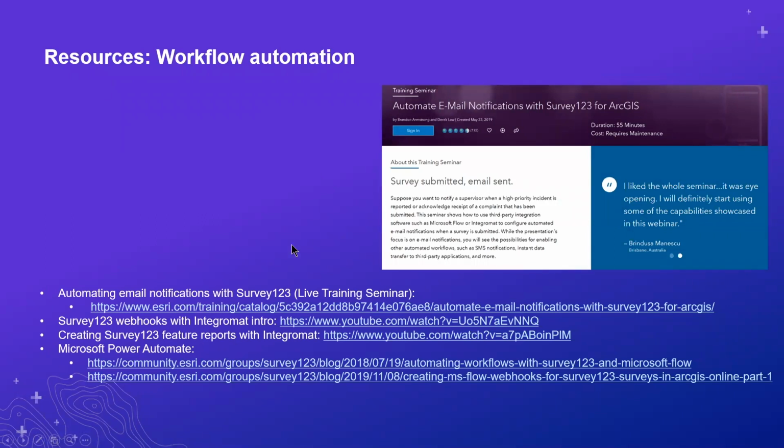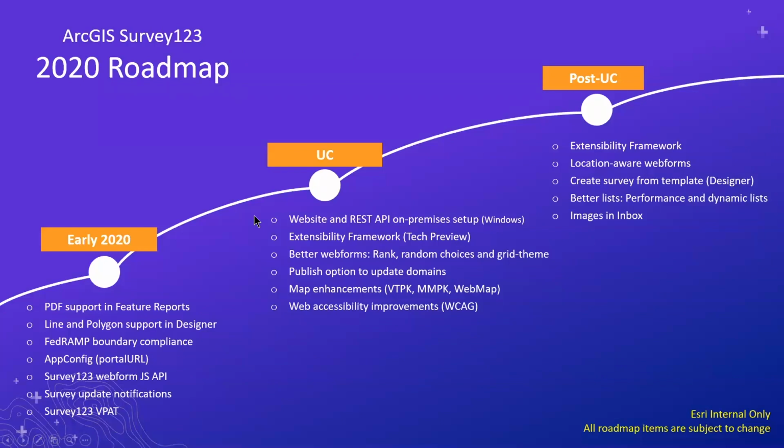All right, so we've got some great links here on how to automate email applications, integrating with Integromat, integrating with Power Automate. I've included all those links down here at the bottom. And if you also go onto the learn.arcgis.com site, you will find a training seminar on automating email notifications with Survey123. I think it referenced back that Power Automate used to be called Flow. It was Microsoft Flow. So now it's called Power Automate. Why, I have no idea.